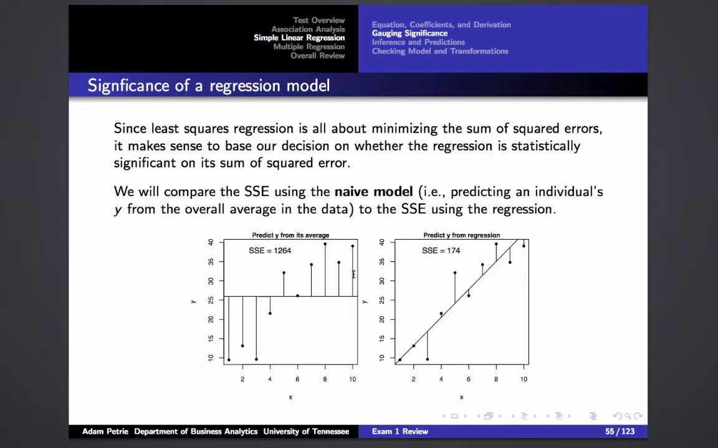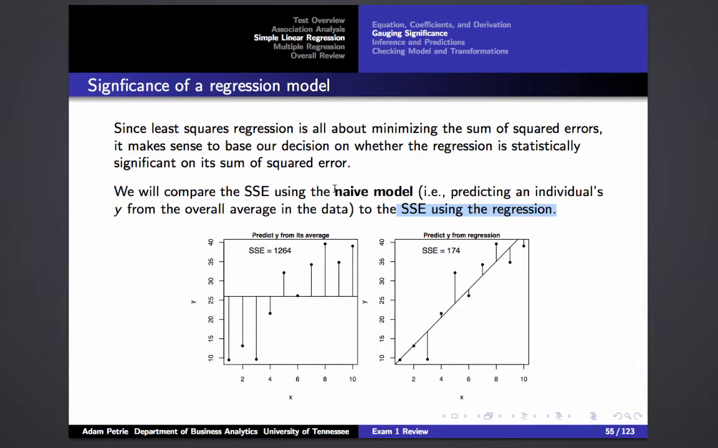Okay, so we make a line relating the average value of y to x. We would like to know, is our regression statistically significant? All right, so what does it mean for a regression to be statistically significant? Well, regression is all about minimizing the sum of squared errors, so it makes sense to base our criteria for significance on what the sum of squared errors actually is. And so what the procedure does is it compares the sum of the squared errors for the naive model to the sum of the squared errors using the regression.